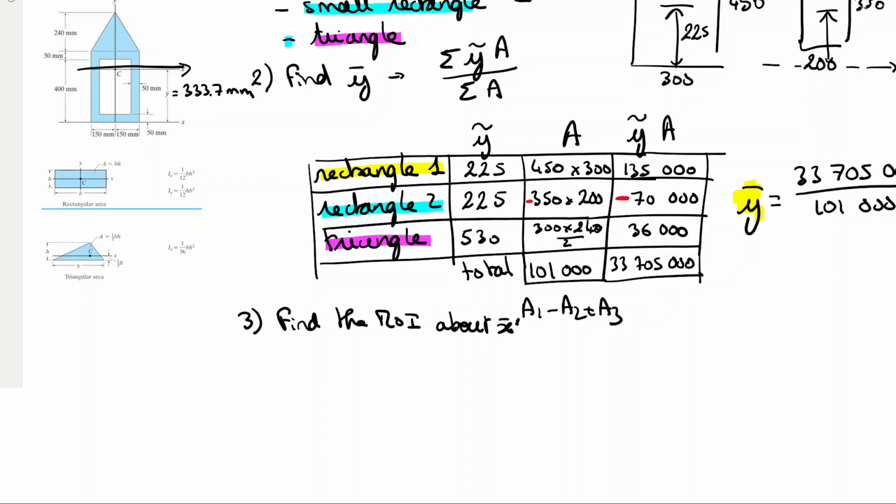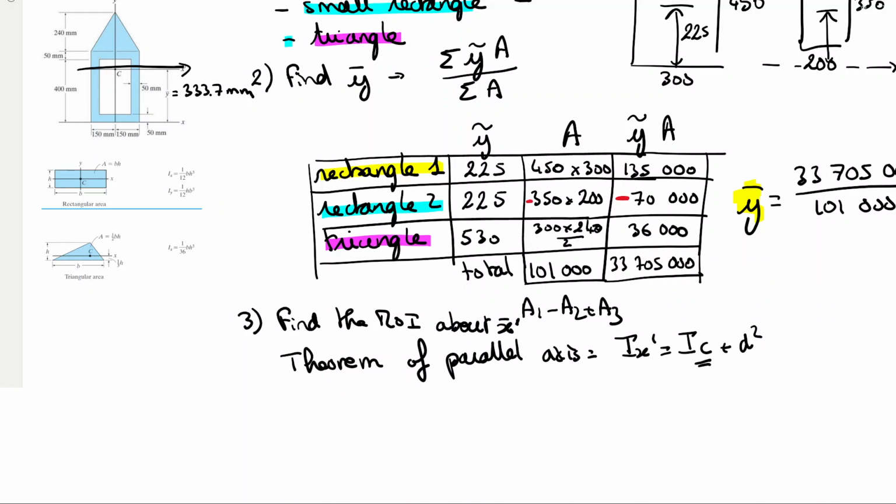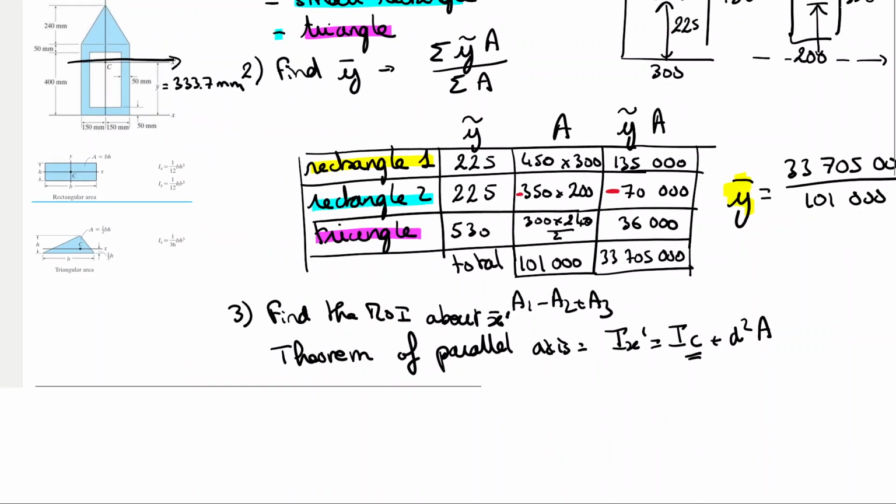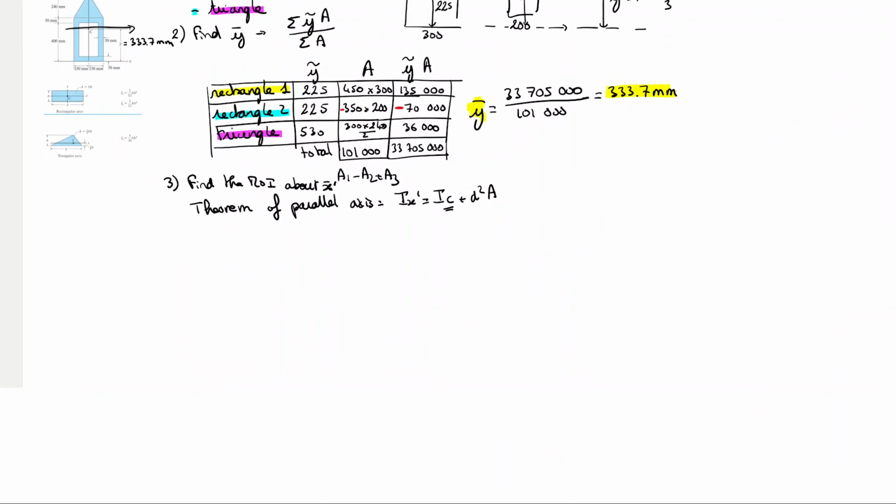So what is the formula that we use? We use the parallel axes theorem for all of them. And the theorem tells us that the I at x prime will be equal to the I at the centroid C for each shape plus distance squared times A. Okay, so we can prepare a table. We will have rectangle 1, rectangle 2, and triangle.